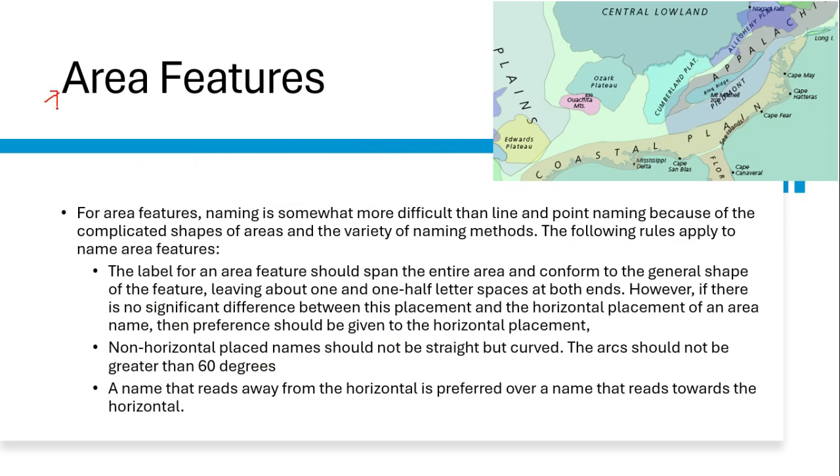And there are few naming rules for area features. For area features, the label for an area feature should span the entire area and conform to the general shape of the feature. So you should leave about 1 and 1/2 letter space at both ends.